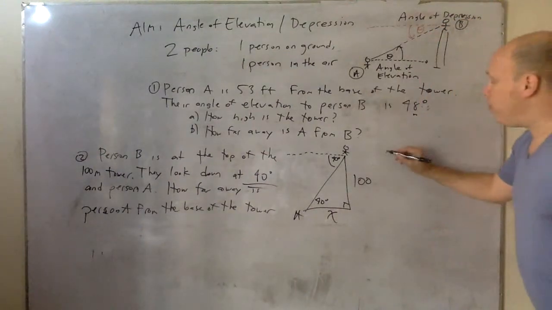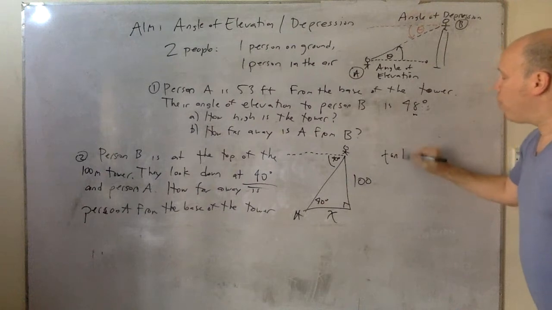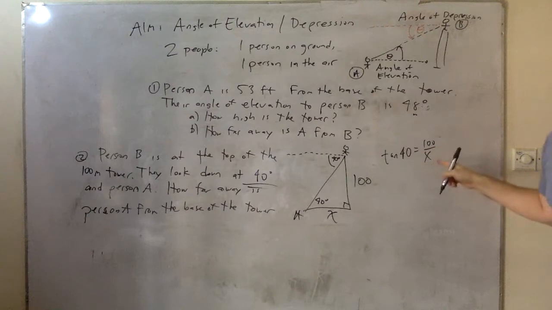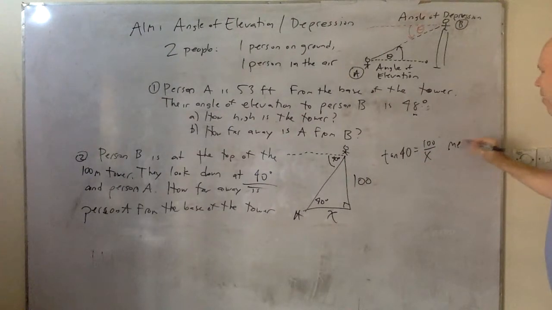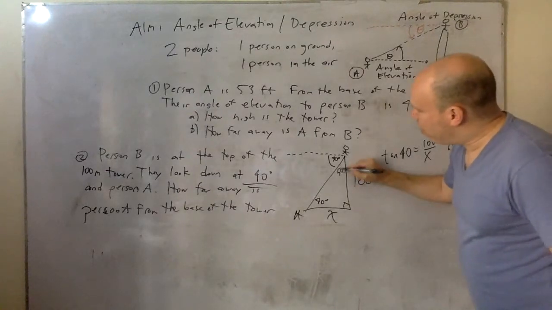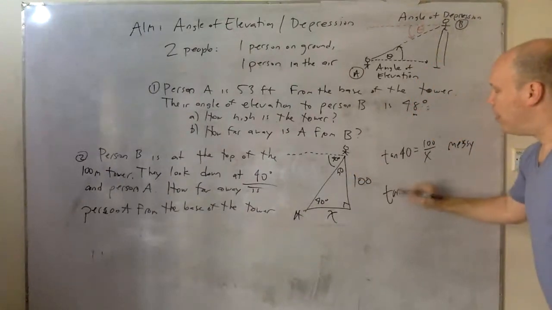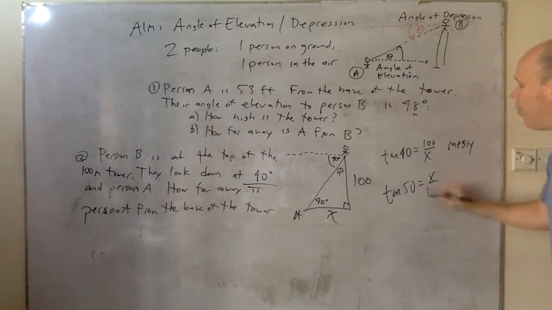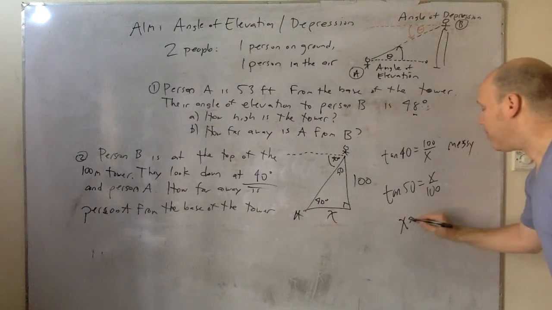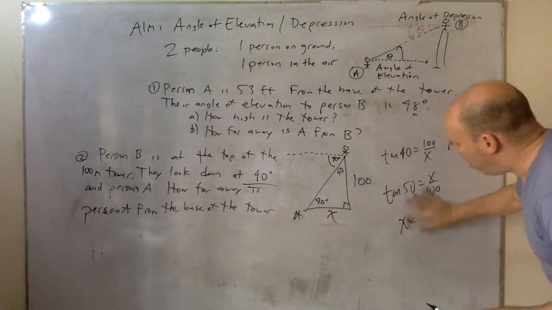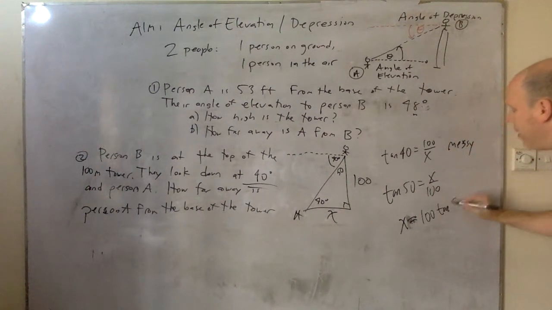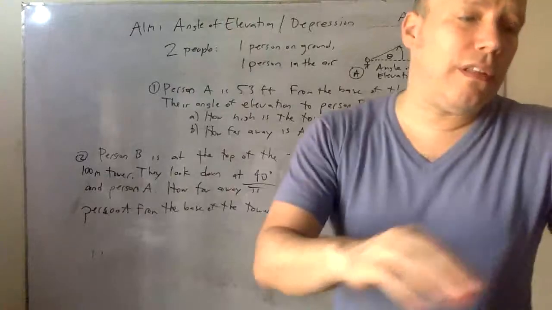So you have two options. First, you can say tangent of 40 is equal to 100 over x. You say, that's messy, I don't want to deal with this. So what we can do is, we know this is 50. So the tangent of 50 is equal to x over 100. That's easier on the calculator. This is simply x is exactly 100 tangent of 50. And that makes our life a little easier.